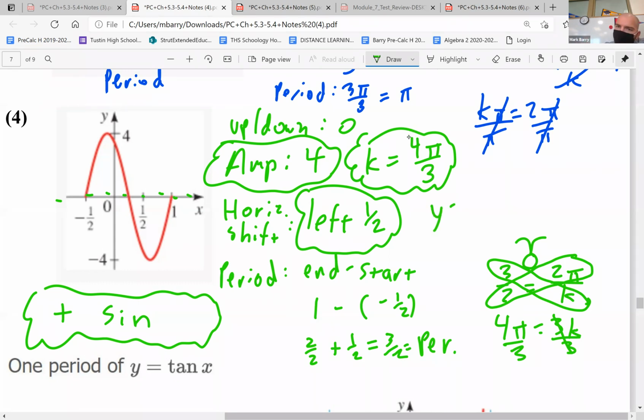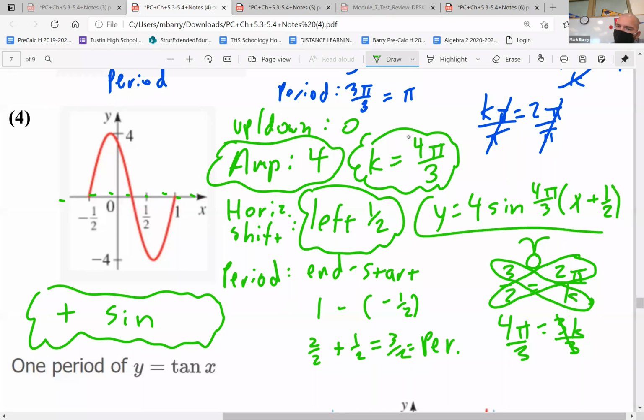All right, so I got y equals 4 sine 4 pi over 3, parentheses x plus 1/2. Awesome. All right, that was fun.